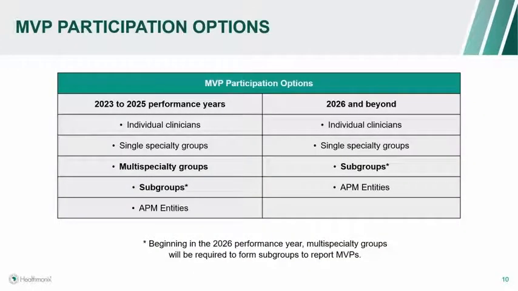And in addition to the participation options, in addition to individual, group, and APM entity reporting options, MVPs will offer 2 additional participation options for multi-specialty groups and subgroups. And that is from 2023 to 2025. And in 2026, multi-specialty groups will be required to form subgroups, and we'll review subgroups a little bit later in this presentation.